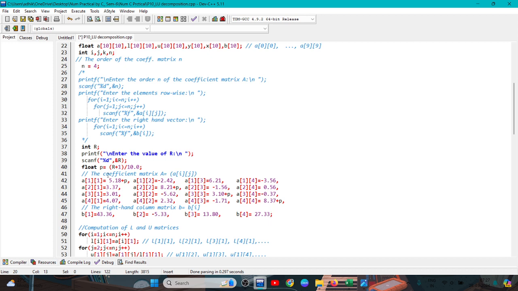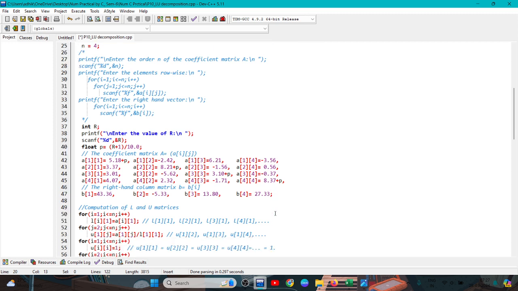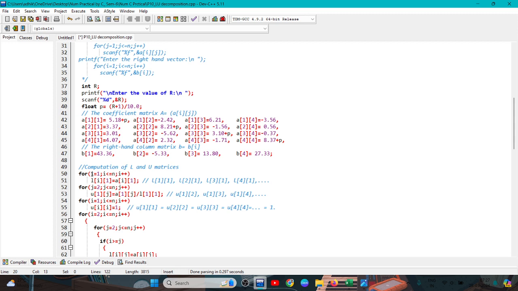These are all separated by commas, but in the last step this is the semicolon. Careful, this is the last entry before the value. Put a semicolon here. Now compute the matrix for i equal to 1 to i less than or equal to n, i plus plus.